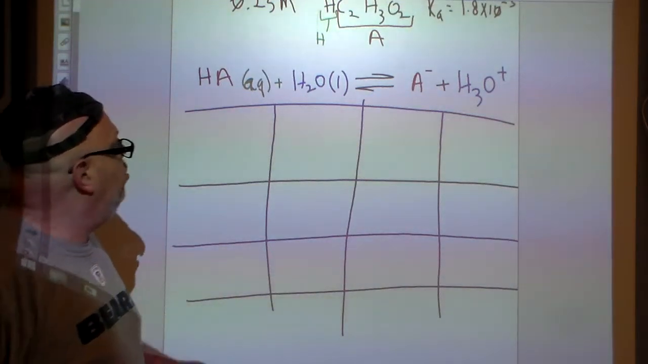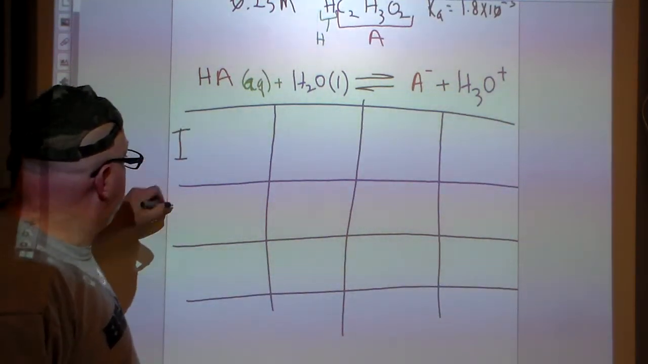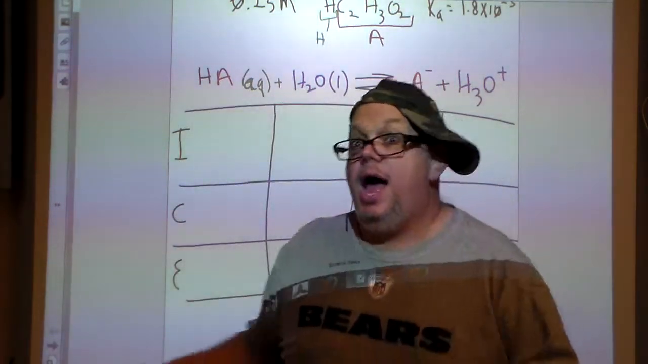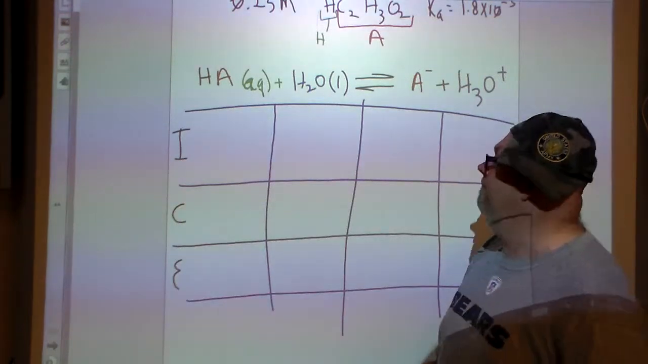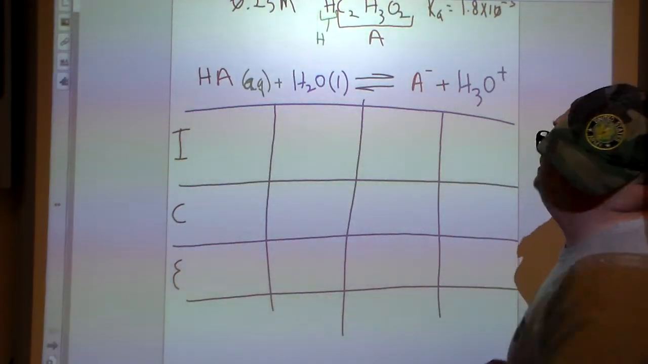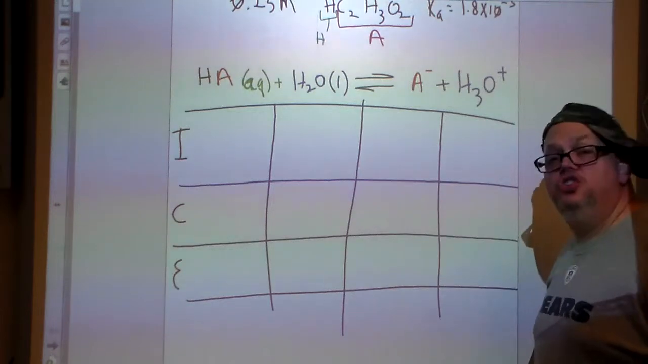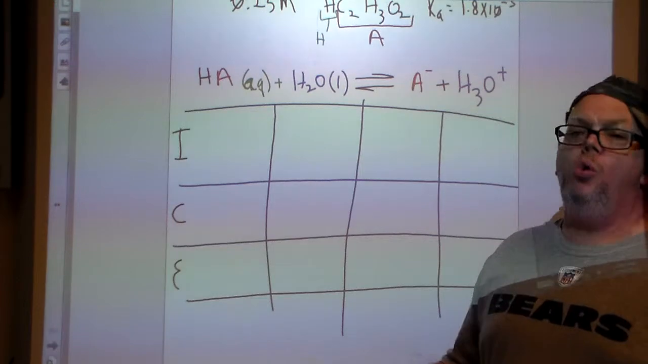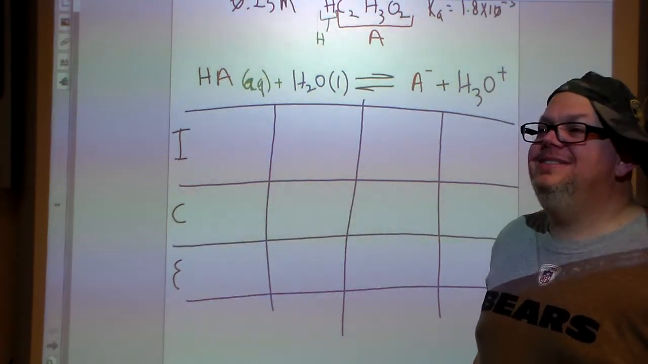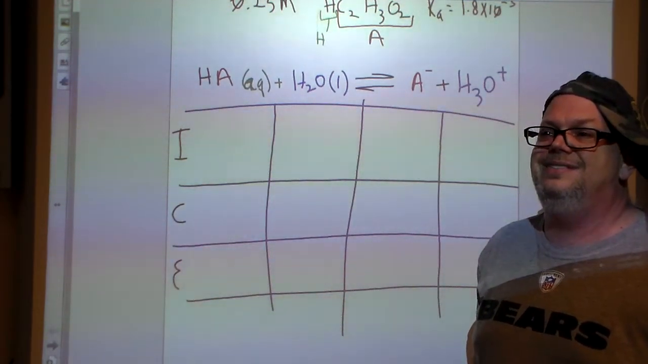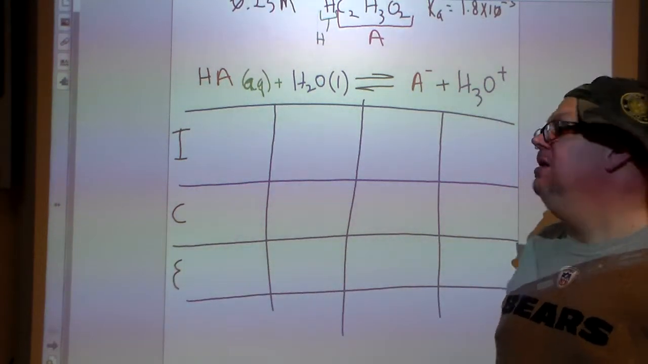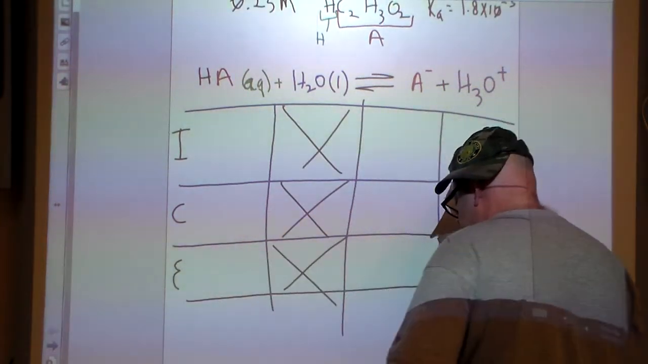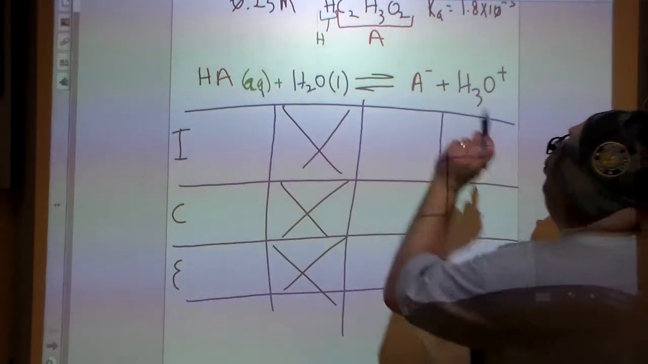All right, so what do we have? Remember, we have our initial, our change, and our equilibrium. That's where we get the ice table. Ice, baby, ice. Vanilla Ice I am not. However, when we look at the H2O liquid, does it play a part in this equilibrium? No, it doesn't. It's just there. So do I have to worry about the H2O? No, I don't.